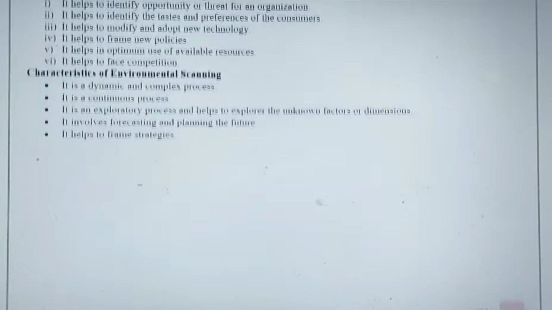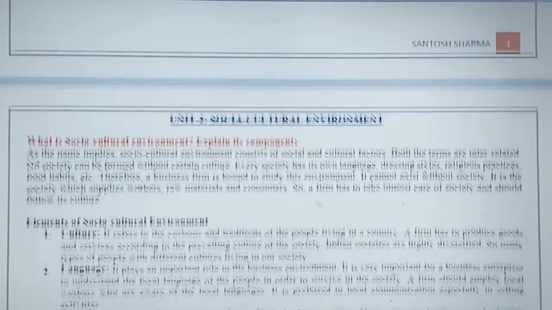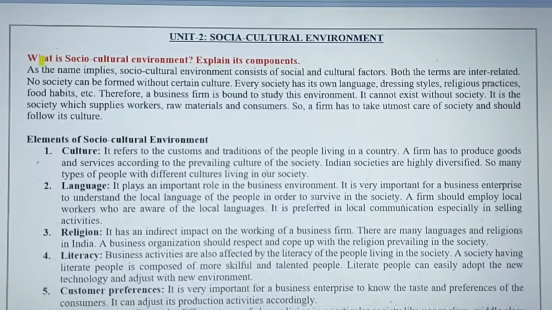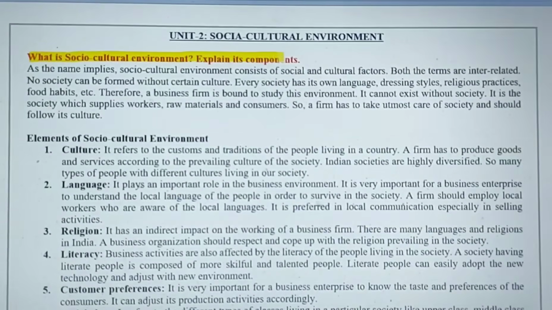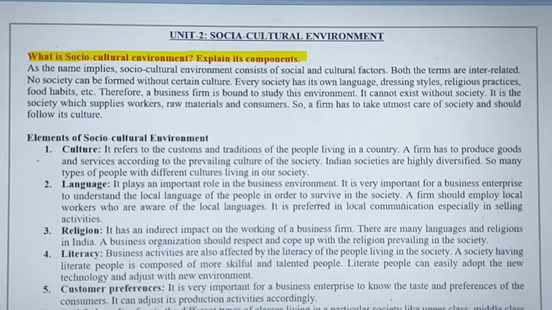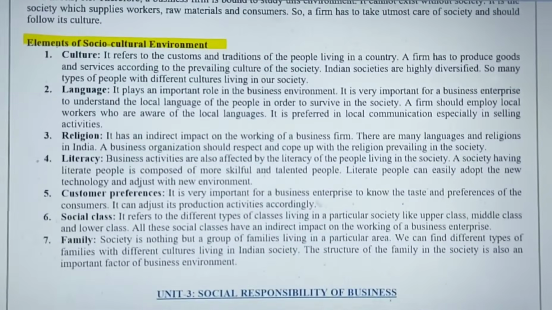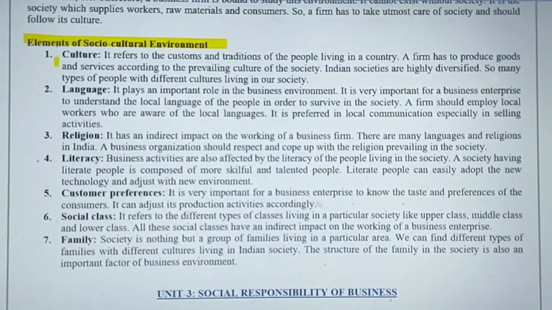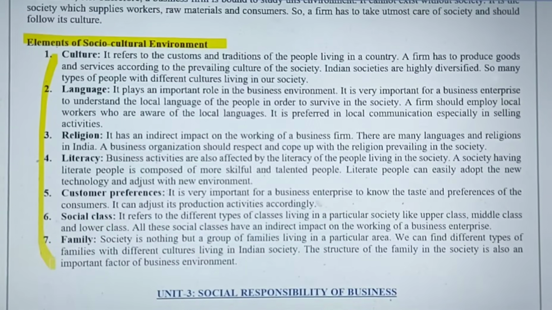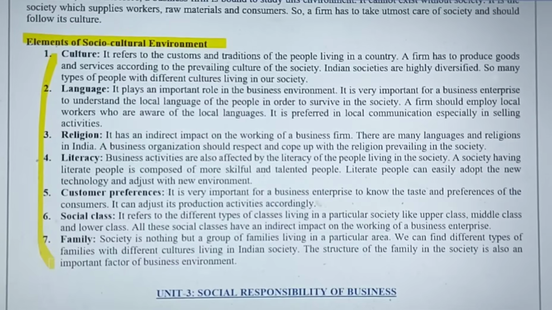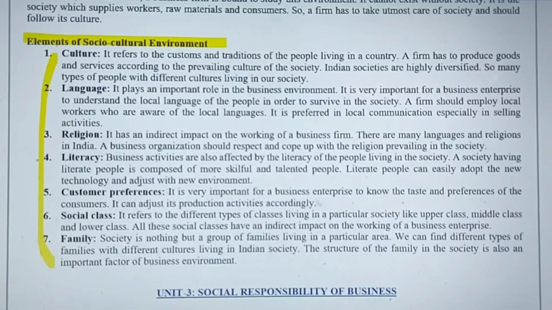Fine. So from Unit 2, Social Cultural Environment. What is social cultural environment and explain its important components or elements. So as we know, this social cultural environment possesses a lot of elements like culture, language, religion, literacy, and like that. So there are 7 points. You can add a few more of these if you get a 20 marks question from here.